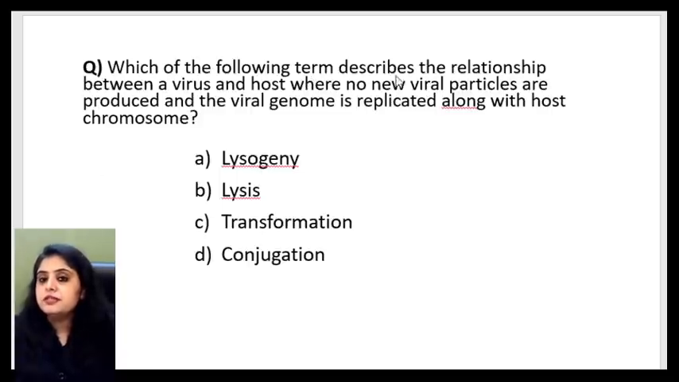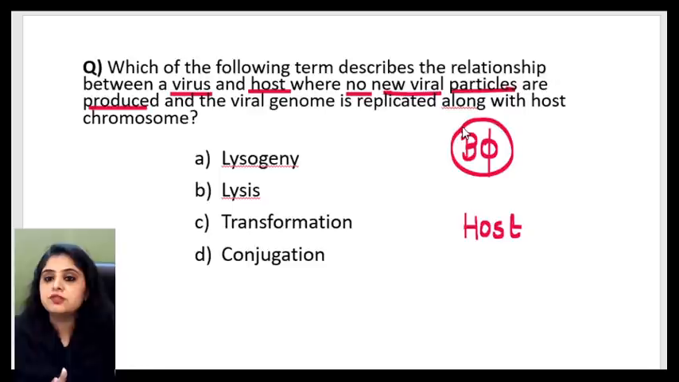Which of the following term describes the relationship between a virus and a host where no new viral properties are produced and the viral genome is replicated with the host genome? So asking you again, there's a virus, by default they are probably talking about a bacteriophage, and a host which is going to receive it, where no new viral particles are produced, meaning more bacteriophages will not be produced. Only the viral genome and the host genome will get integrated and go on to the daughter cells.